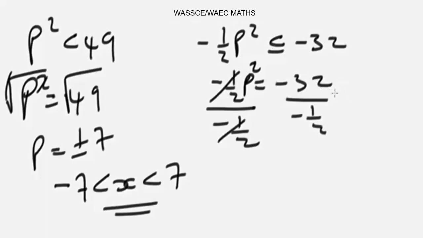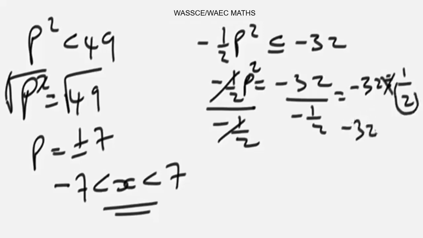This is the same thing as minus 32 divided by 1 over 2. Okay, so when you change this division sign to multiplication, you're going to invert what you have here. Remember, this thing is minus 1 over 2. So when you do, you're going to have minus 32 times minus 2 over 1. Minus 32 times minus 2 will now give us p squared equals 64.